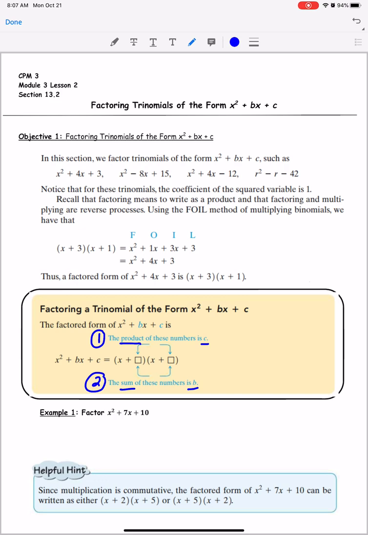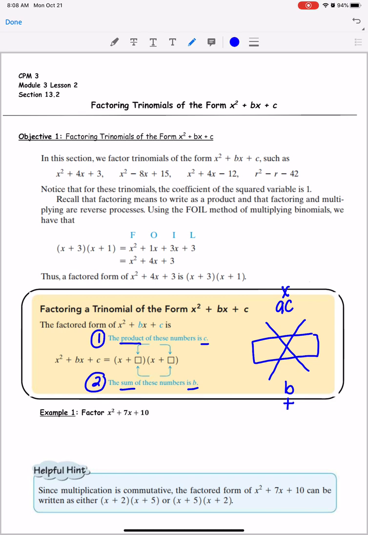The way we will be doing this is we'll make a little x. We're going to put our a times c up at the top, and a is always going to be 1, but our a times c goes at the top, and then our b term down here. We're going to find two numbers that add up to b but multiply to our ac, and then those two numbers will go right here.